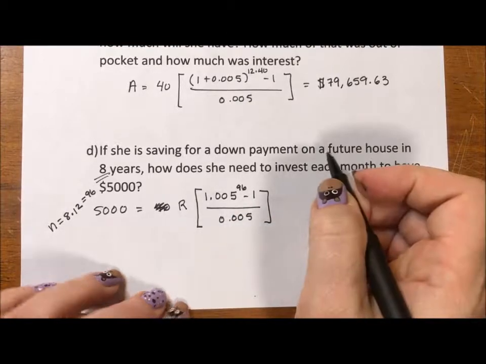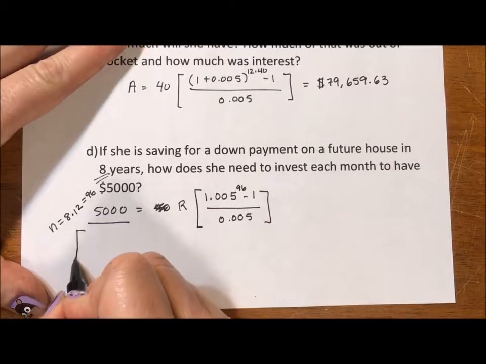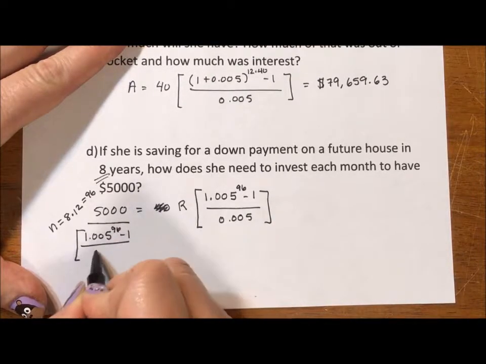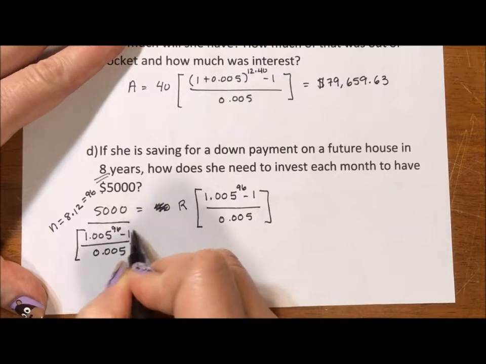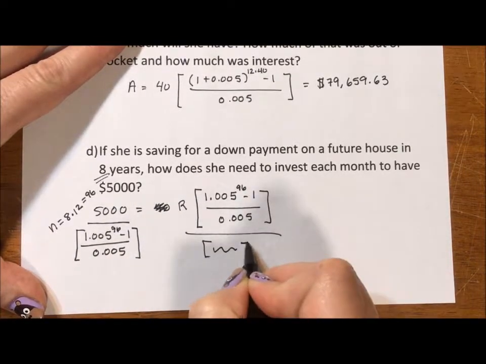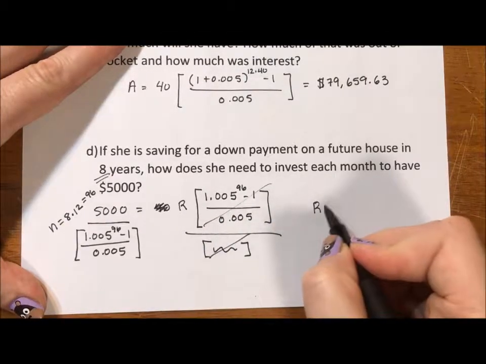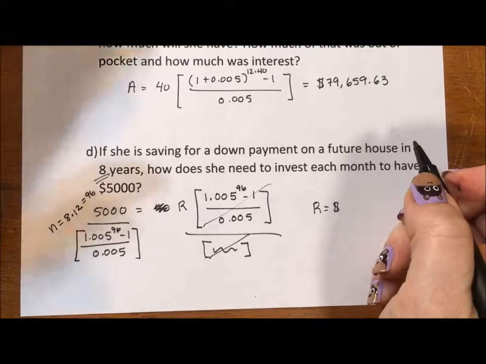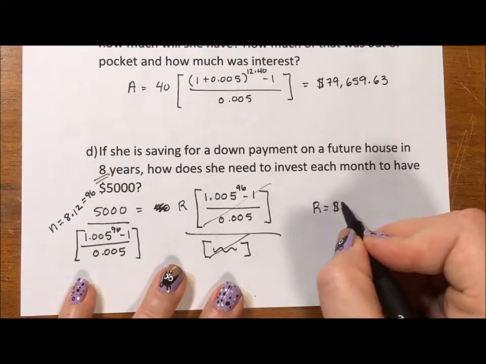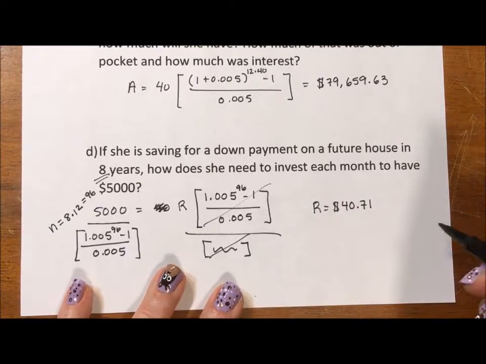So I'm not going to calculate this out. I'm going to divide both sides by this big hunk of 1.005 to the 96 minus 1 divided by 0.005. Don't lose all of those zeros. These guys cancel. We find out that what she needs to invest each month for 8 years to have the down payment she wants is $40.71, which is only a pinch more than she was already investing.